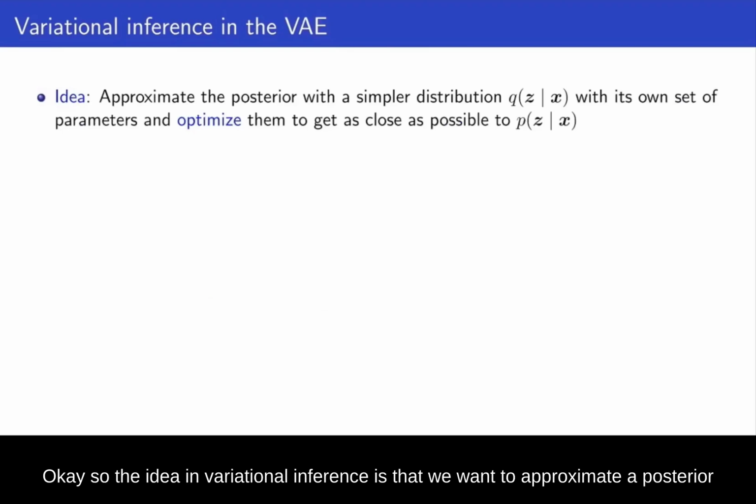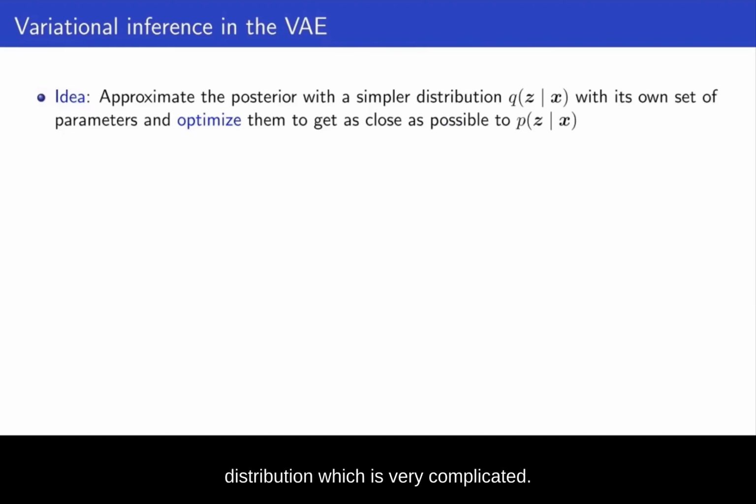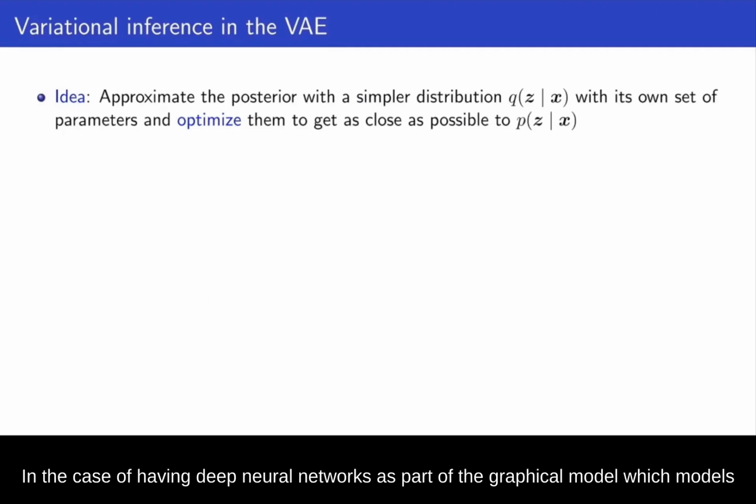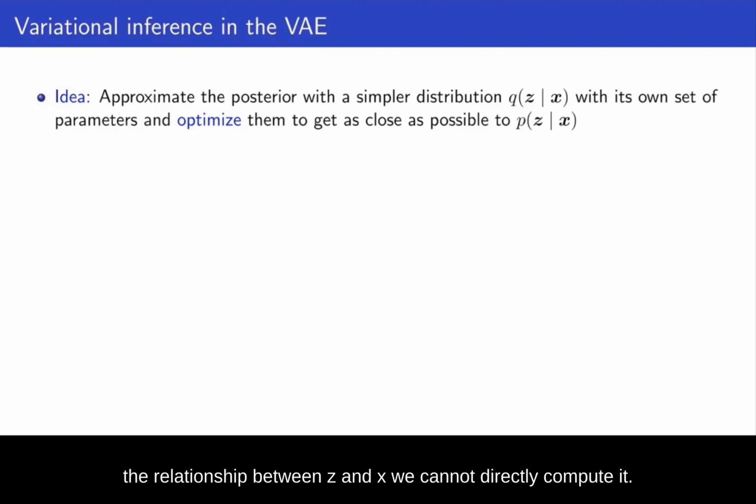Okay, so the idea in variational inference is that we want to approximate a posterior distribution, which is very complicated. So this is P of z given X. In the case of having deep neural networks as part of the graphical model, which models the relationship between z and x, we cannot directly compute it.